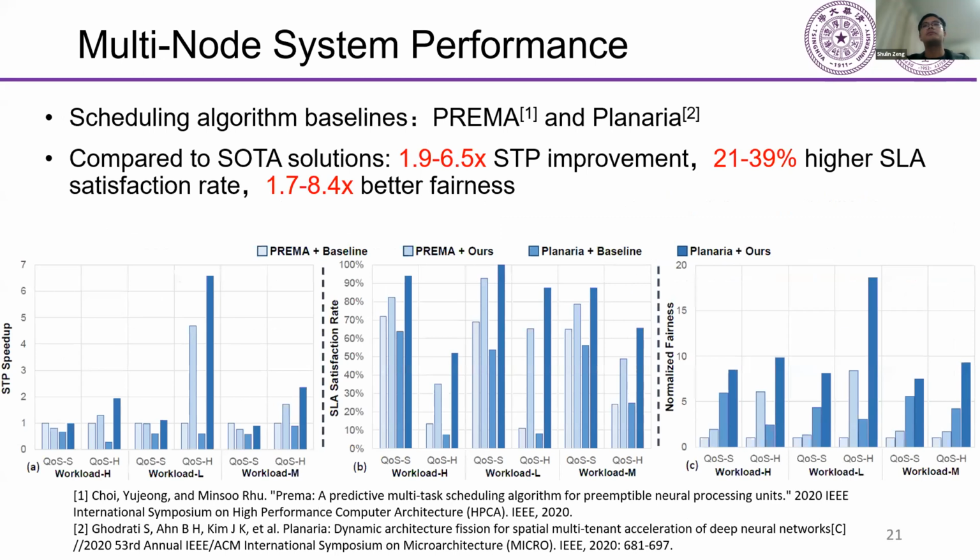For the multi-node system performance on the multi-DNN workload, when compared to the state-of-the-art solutions, our proposed system can improve the system throughput up to 6.5 times, achieve up to 39% higher SLA satisfaction rate, and up to 8.4 times better fairness.